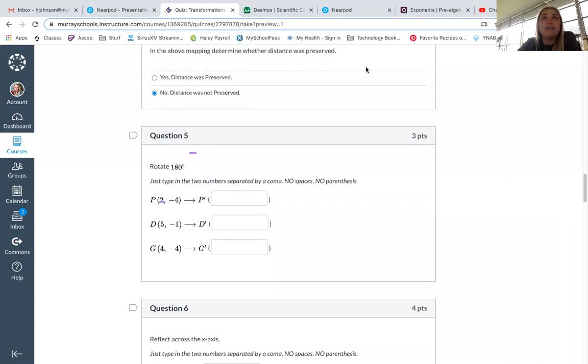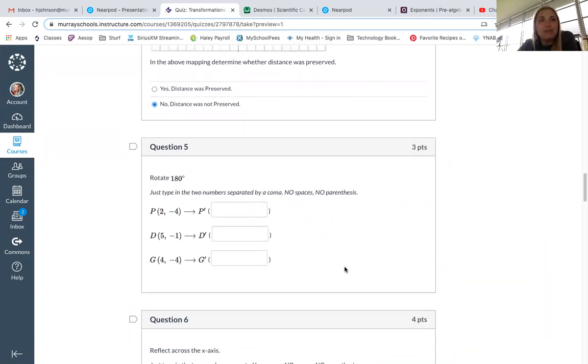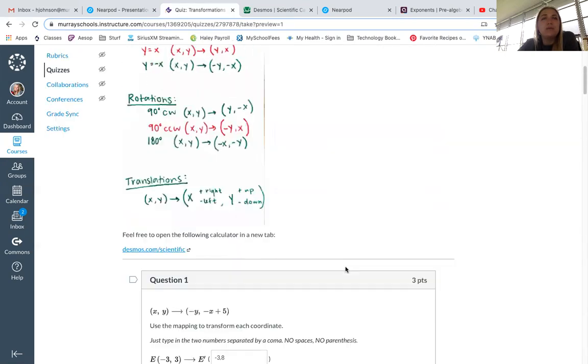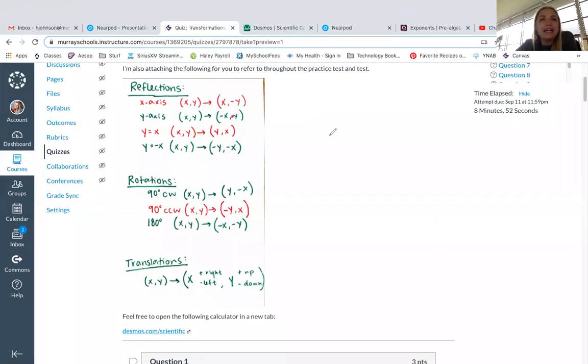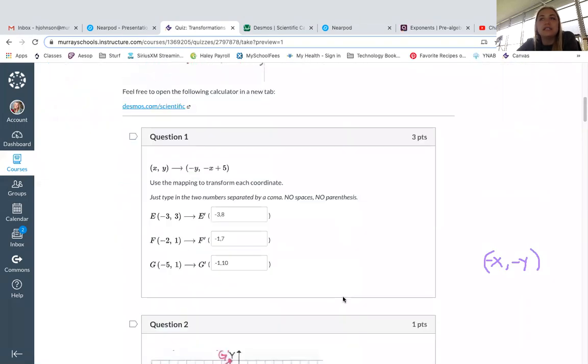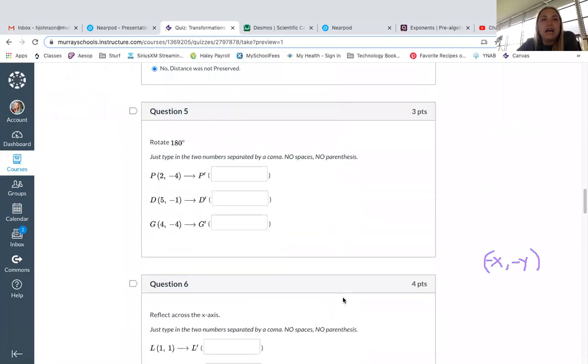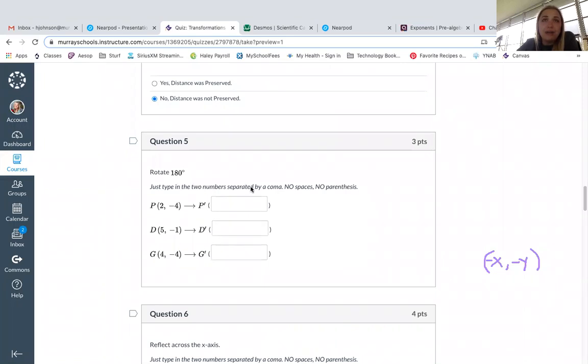All right, on number 5, we are rotating 180 degrees. Now, let me remind myself what the mapping is for that. When I rotate 180 degrees, that is this one right here. I'm going to write that down so I don't forget it. I need to remember that 180 is going to be my -x and -y. That is what the final mapping from here tells me about 180 degrees. So when I scroll back down, I've got to use this mapping on problem number 5. Type in the two numbers separated by a comma, no spaces, no parentheses.